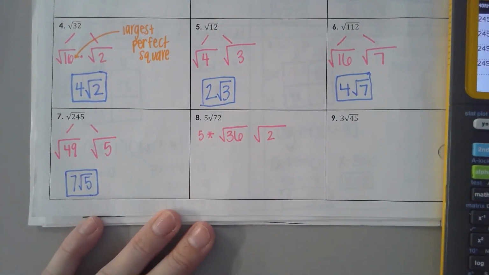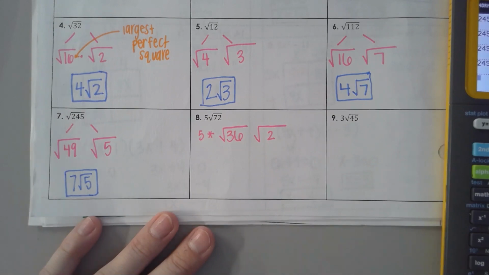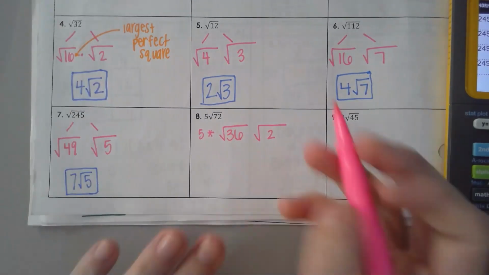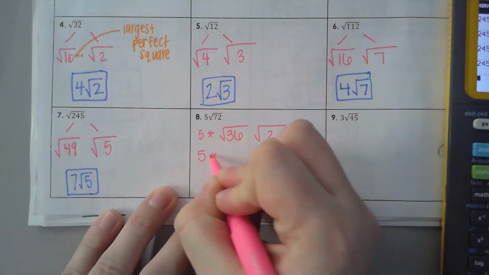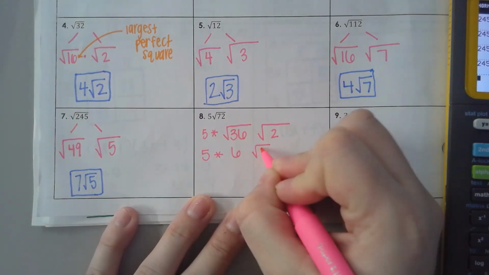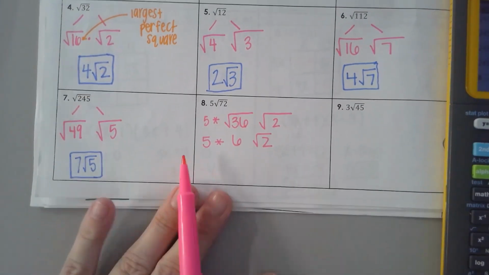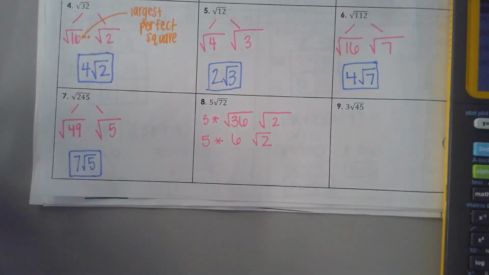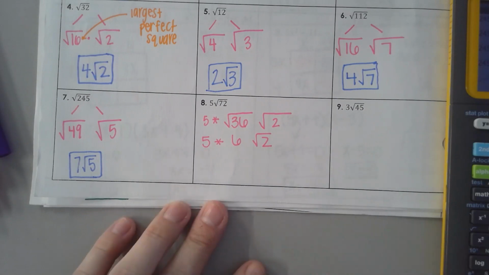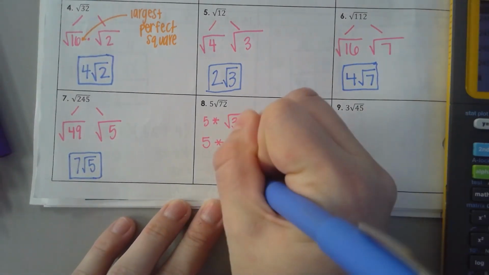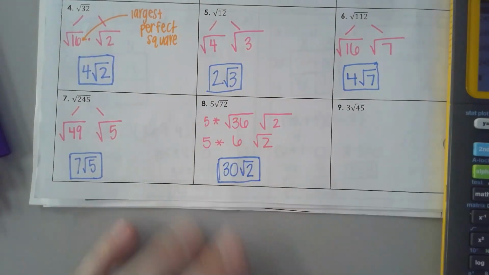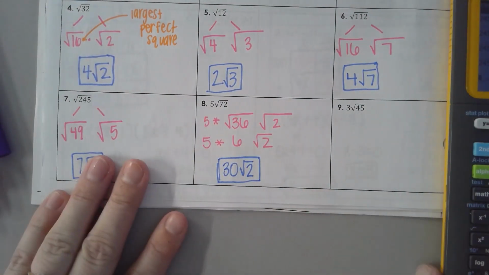There are some numbers that you might see a lot. 72 tends to come up a lot. And what is the square root of 36? 6. So it's really 5 times 6 square root of 2. And you can multiply the 5 and the 6 to get 30 square root of 2. Good. Try number 9 on your own.